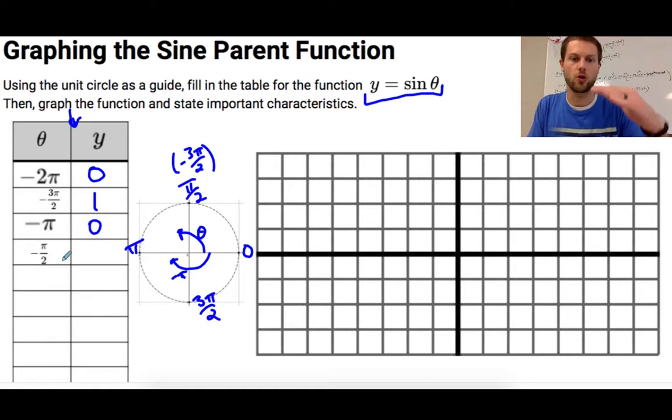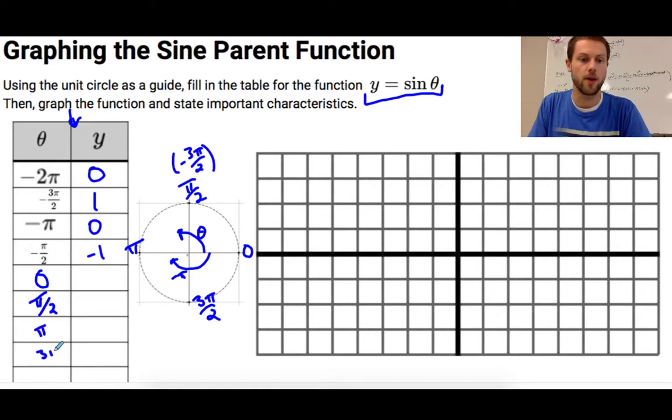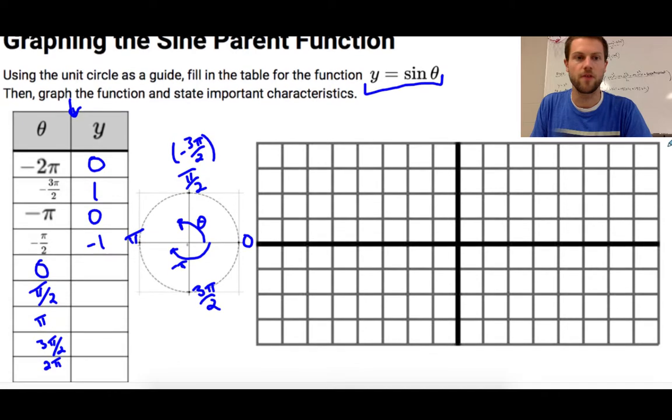If I go another 1/4 of a turn in the counterclockwise direction, this is the same angle as negative pi over 2. If I start from here at 0, go a 1/4 turn, it's negative pi over 2. The y value here is negative 1. And let's keep going with that pattern. So actually I'm going to keep going in intervals of pi over 2. So my next theta will be 0, then I'll have pi over 2, then I'll have pi, and then I'll have 3 pi over 2, and then finally 2 pi. Okay, and let's keep filling things out here.